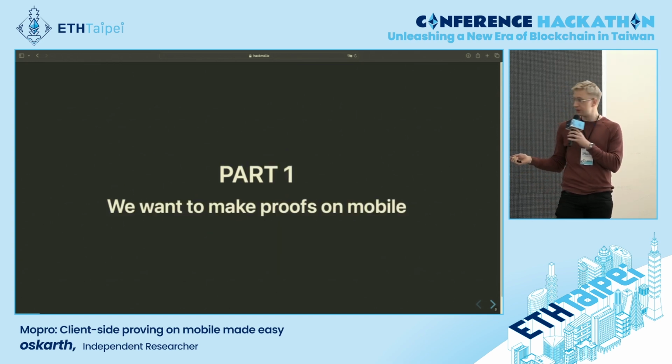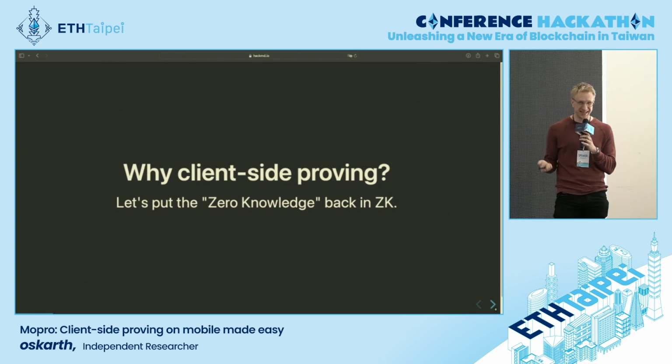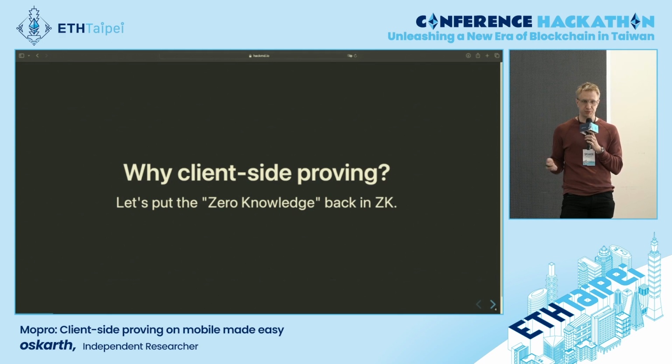So we want to make proofs on mobile. Why do we want client-side proving? Let's put the zero knowledge back into ZK. I think over the last few years in the ZK space, we have seen a lot of focus on the succinctness properties you get from ZK, and that's great and definitely needed. But if you want to get privacy properties or interoperability and so on, you basically need client-side proving.